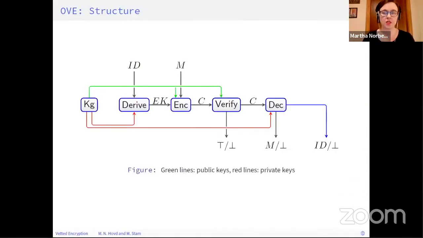Then we can move on to OVE, where the structure is similar, but here the key generation outputs an issuing key and a decryption key, as well as the public key. So the issuing key is to derive encryption keys of users, and the decryption key is to decrypt messages. And here the identity isn't an input to decryption, but an output.